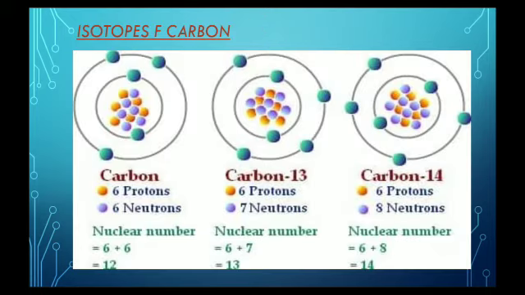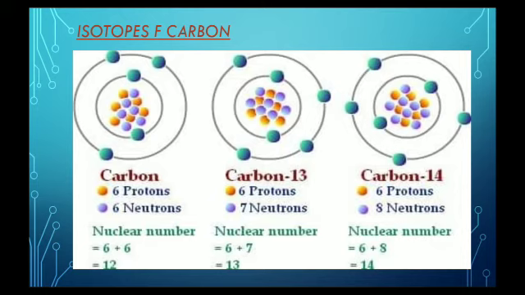Then comes the isotopes of carbon. Again, carbon has 3 isotopes. These are C12, C13 and C14. And 12, 13 and 14 is actually the mass number. And the atomic number of carbon is 6. It means there are 6 protons in all the 3 isotopes, but the number of neutrons is changed.